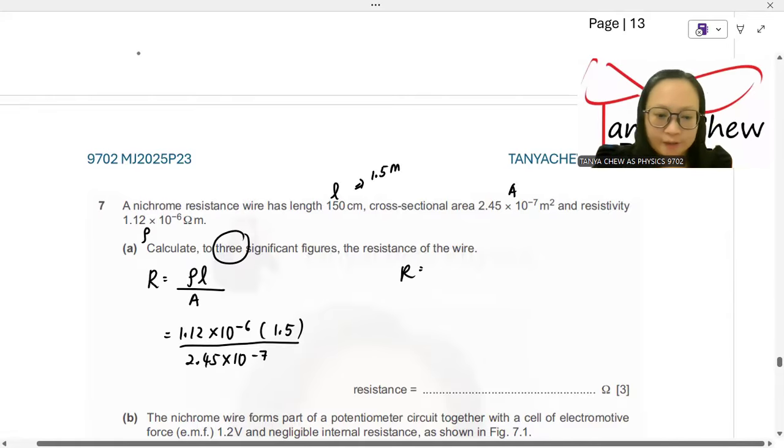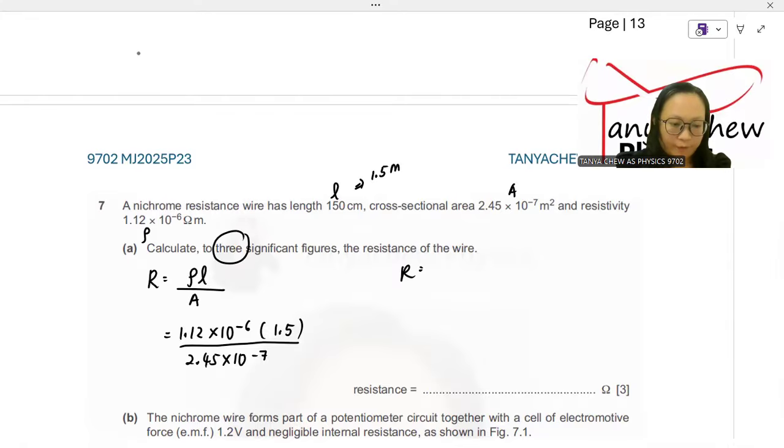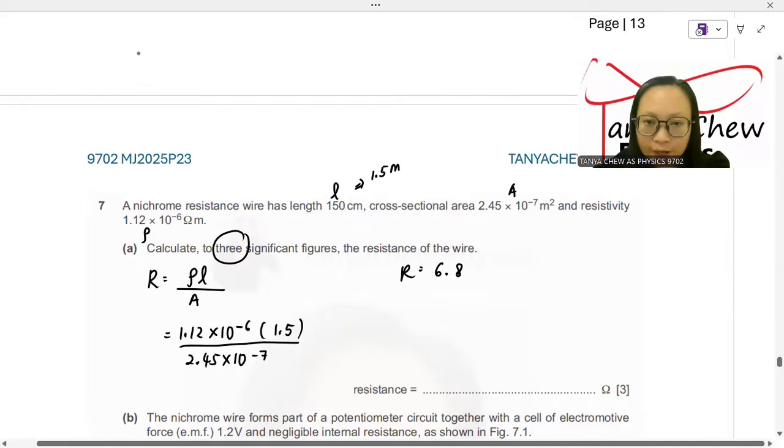And your resistance in 3 significant figures. Let me do it. 1.12 times 10 to the power negative 6 times 1.5 divided by 2.45 times 10 to the power negative 7. And I got 6.86. 6.86 ohm is the answer.